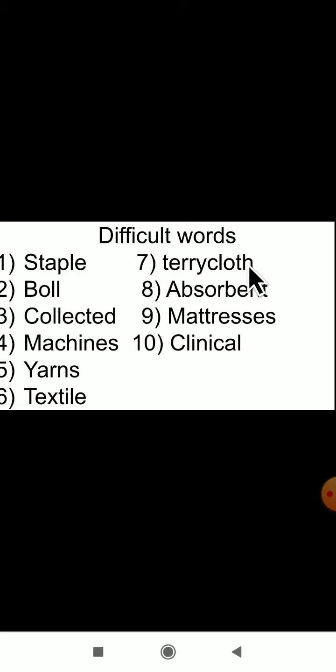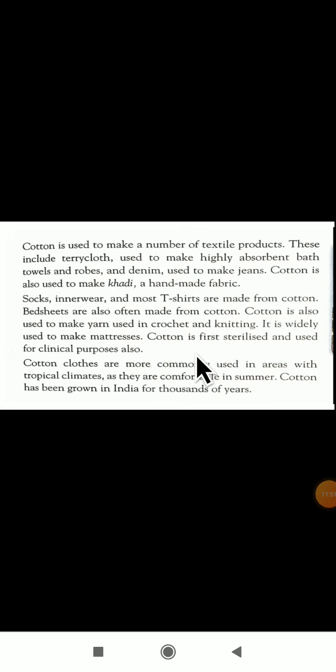So now it's time for the homework. Difficult words have been given here. The first one is staple, BOLL, bowl, collected, machines, yarns, textile, terry cloth, absorbent, mattresses, clinical. These are some of the difficult words I have given for you. Okay, read how much I taught in the lesson and practice the difficult words. As you all know, you are having PA1. So for PA1 you are having the first lesson and second lesson, as I have completed both lessons. So read the exercise part and study well, dear students, and prepare well for your exams.